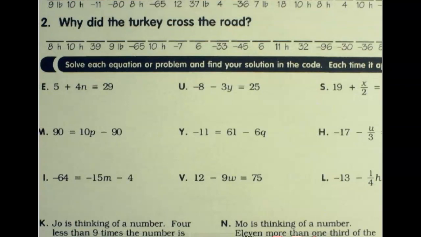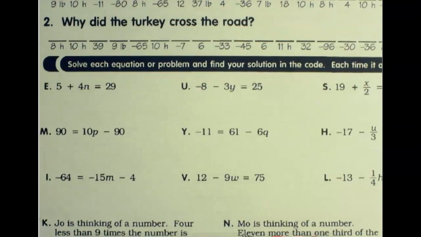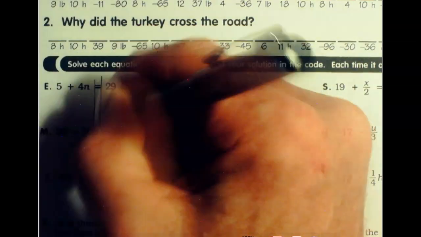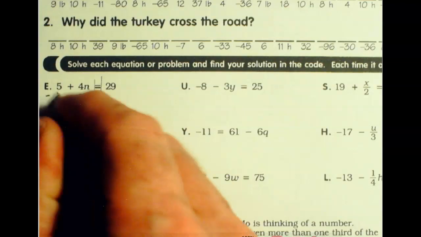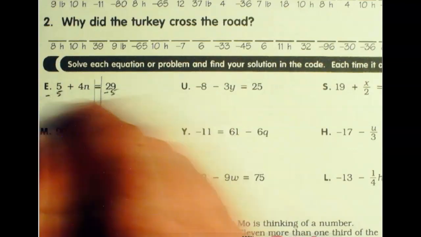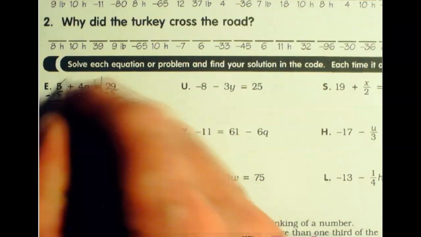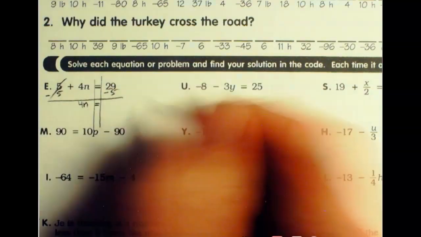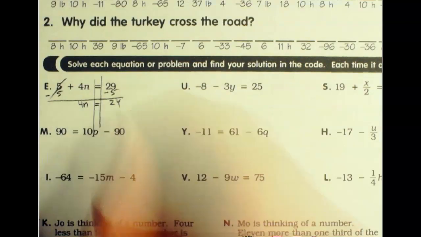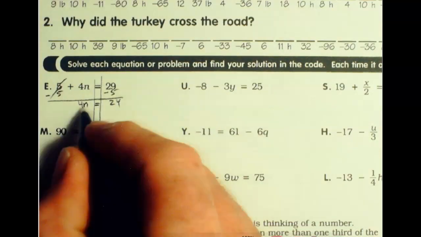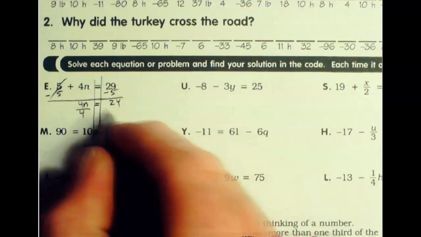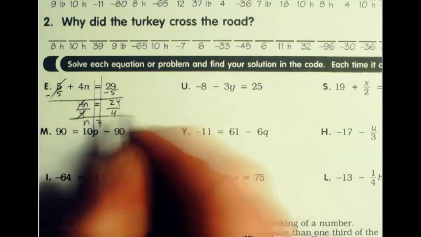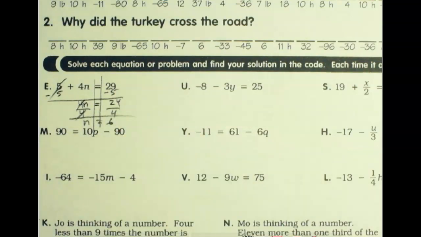Starting off with the easiest one, this is a two-step equation here. If we write these neatly, we can fit everything in. We need to subtract 5 here and subtract 5 here, because we're going to undo this. So now we've got 4n equals 29 minus 5 is 24. So I have to get rid of the multiplication by 4 by dividing by 4. So I divide both sides by 4. Now you've got n equals 6, okay?